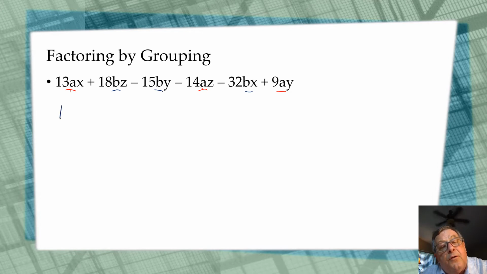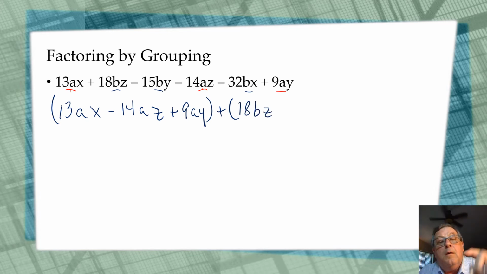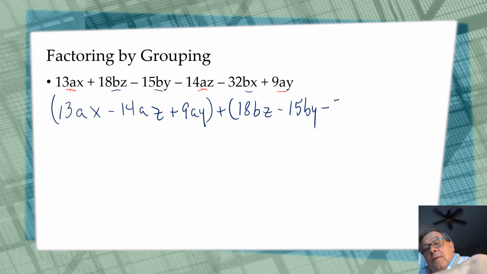So I'm going to have 13ax minus 14az plus 9ay. I'm going to put that in a group. Plus, let's see, well, I could go with 18bz minus 15by minus 32bx.